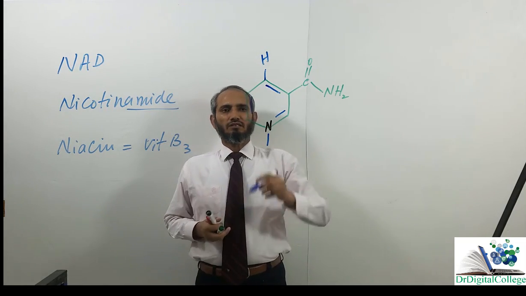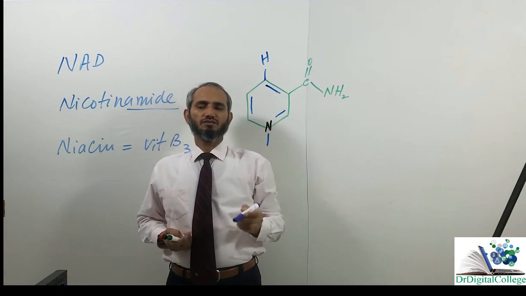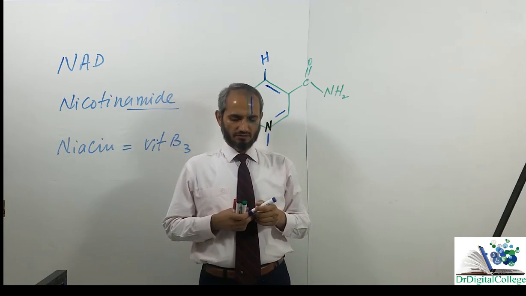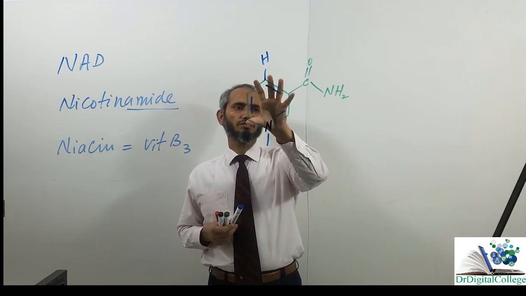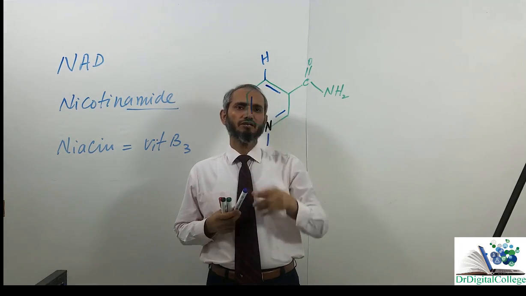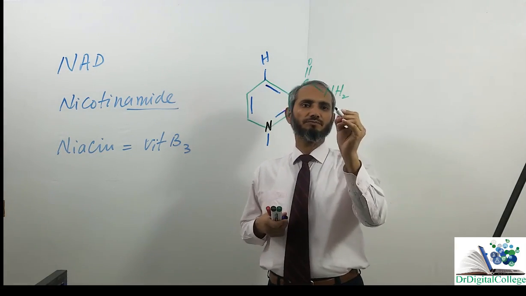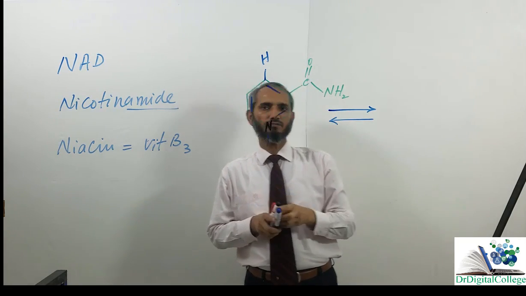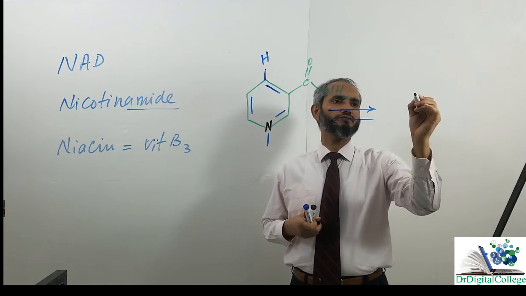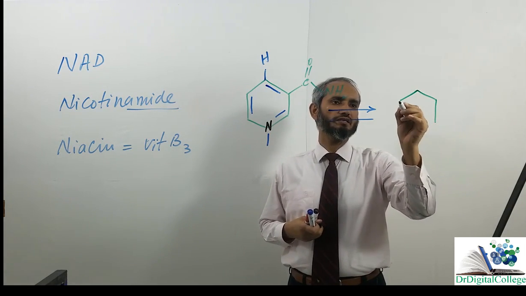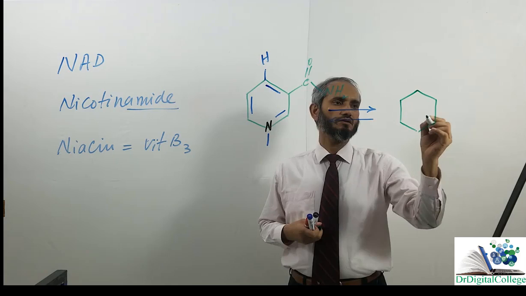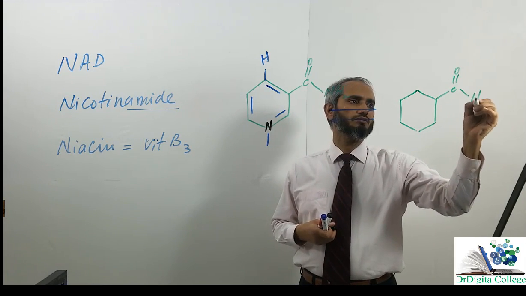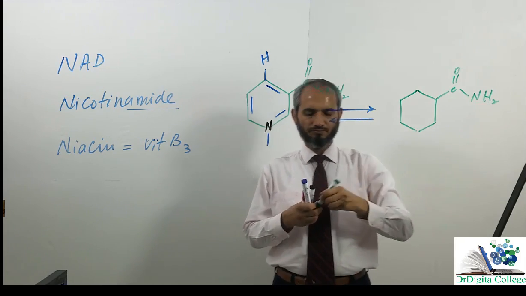Okay, now I told you that this is the key structure which is involved in the oxidation and reduction process. Now this is its oxidized form. When it is reduced, what is its structure? The reduced form of it is that it will shift its double bonds like this. Three double bonds, O, NH2.